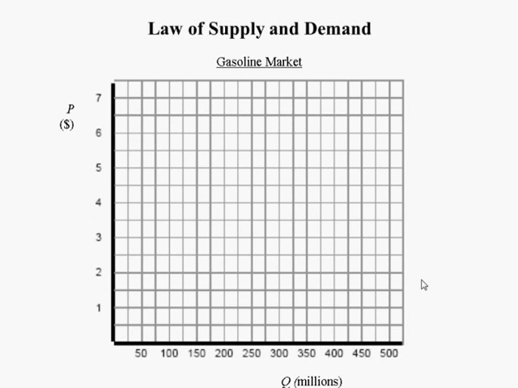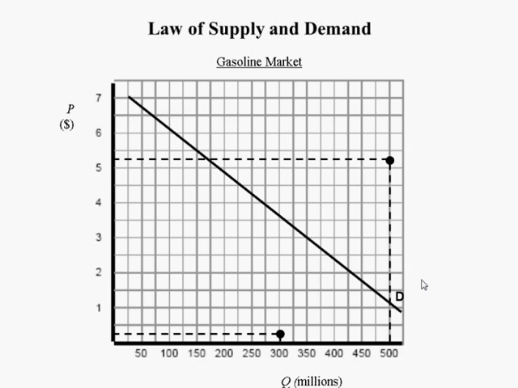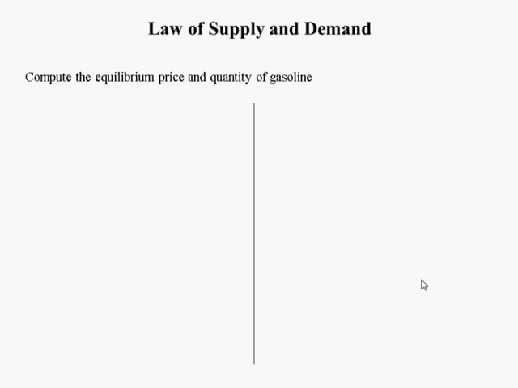So now we're going to plot these 2 points. So when the quantity demanded was 100, the price was $6.10. When quantity demanded was 500, the price was $1.10. We connect the dots and we have the demand curve. When the quantity supplied was 300, the price was 30 cents. When quantity supplied was 500, the price was over $5. We connect the dots, we label that supply curve.